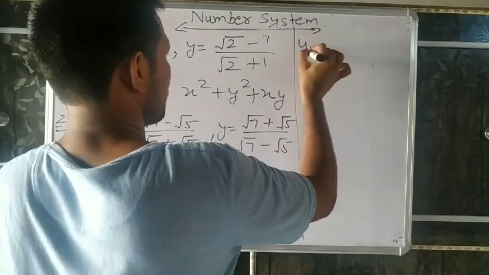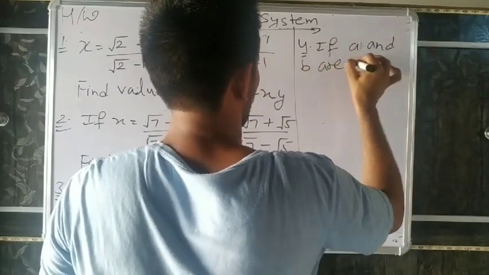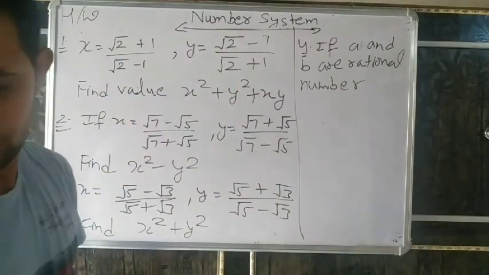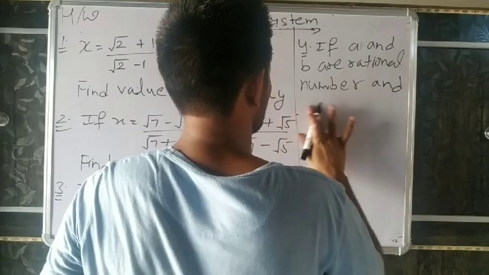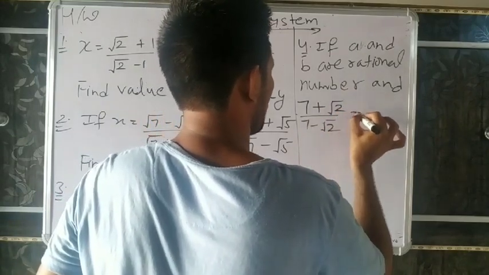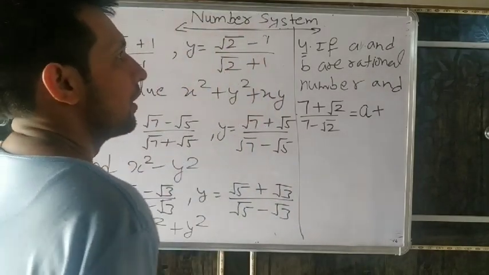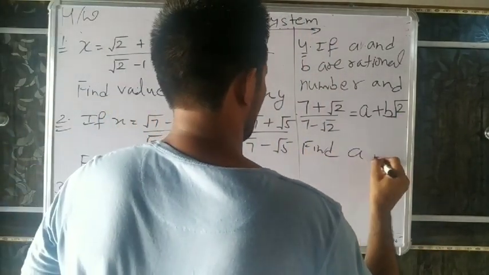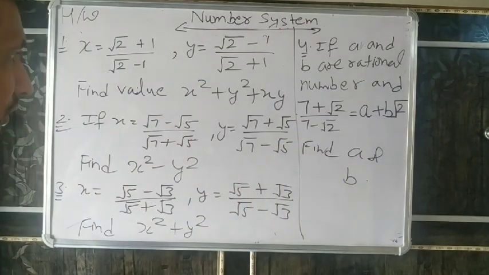Next, fourth question: if A and B are rational numbers, and (7 plus root 2) divided by (7 minus root 2) equals A plus B root 2, find the values of A and B. This question is the same as the second example I already discussed. So this is for today only.